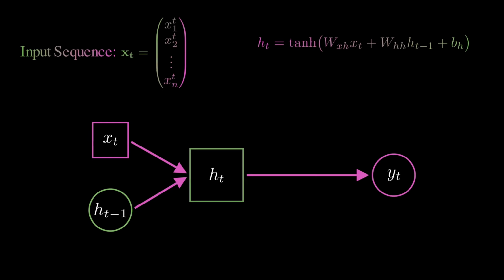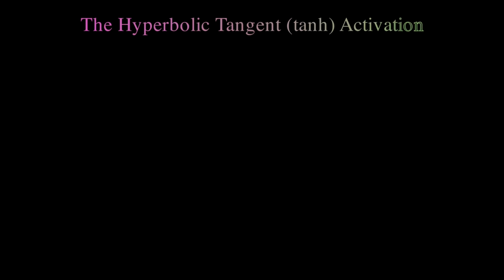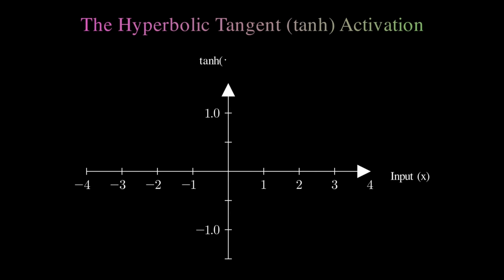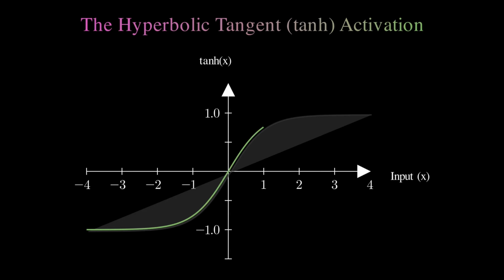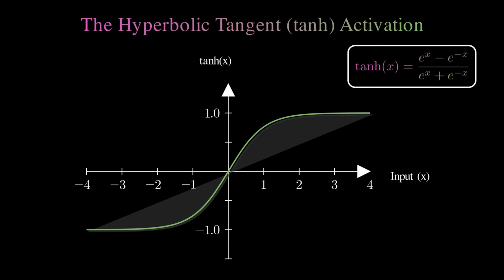Now, you may have noticed that this time I'm not using ReLU as the activation function. Instead, I'm using something called the hyperbolic tangent, or tanh. I've decided to include a quick overview of tanh in this video because of how important it is in deep learning, especially for sequential data like time series. The tanh function is a smooth S-shaped curve that takes an input and squashes it between -1 and 1. Mathematically, it is defined as this.